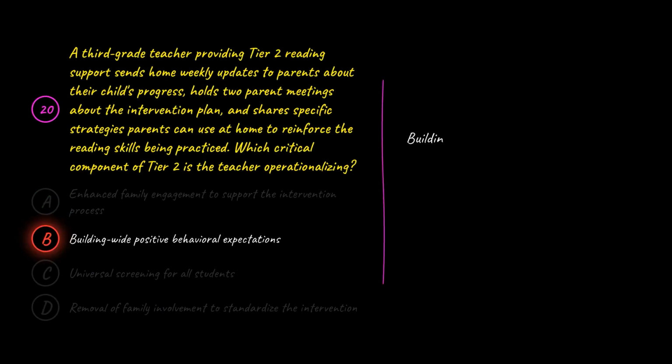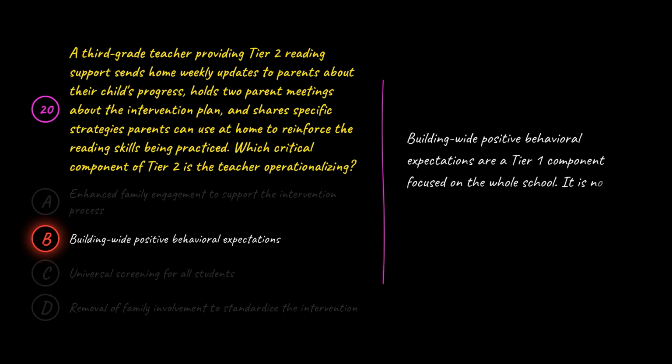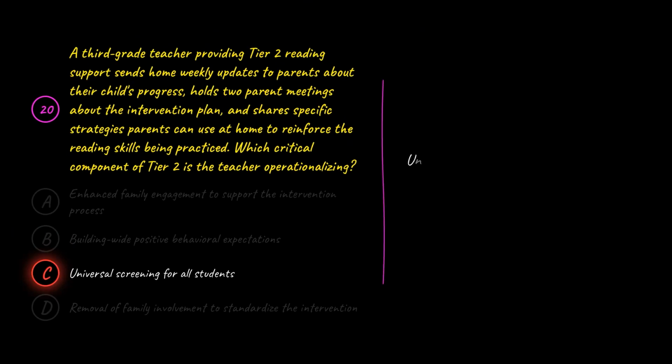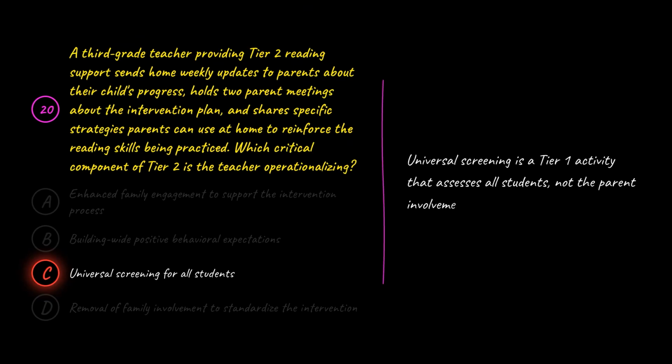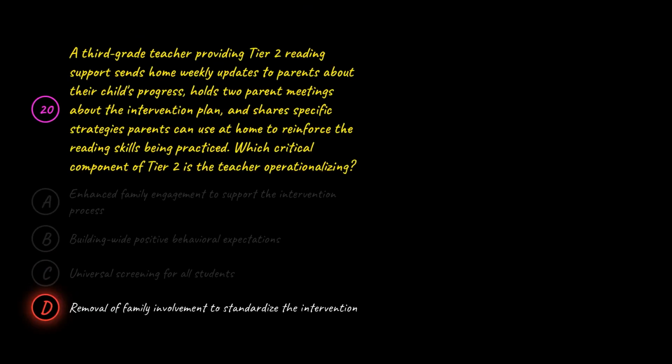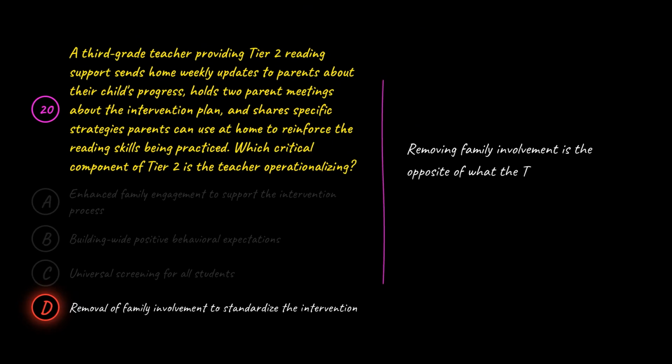B is wrong because building-wide positive behavioral expectations are a Tier 1 component focused on the whole school. It is not the family engagement process being described. C is wrong because universal screening is a Tier 1 activity that assesses all students, not the parent involvement work being described. D is wrong because removing family involvement is the opposite of what the Tier 2 strategy calls for. Tier 2 deliberately strengthens family engagement rather than eliminating it.